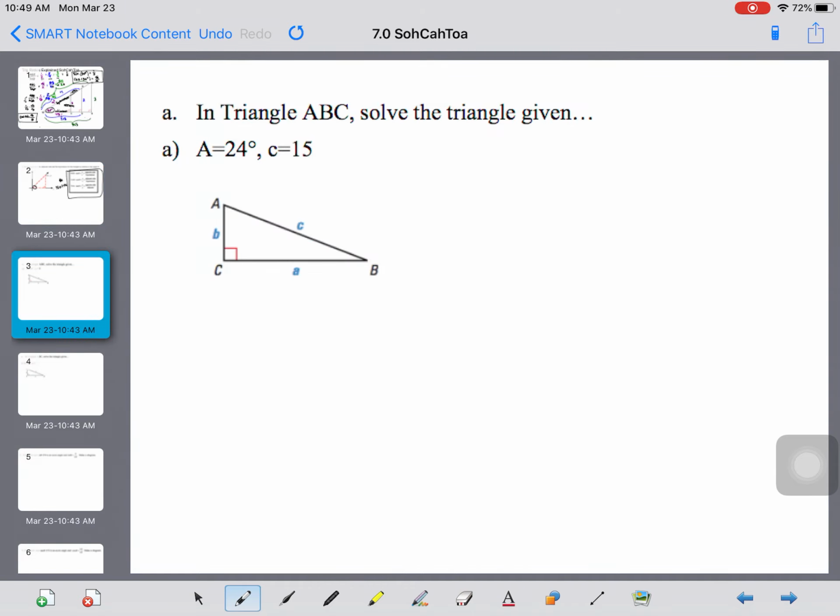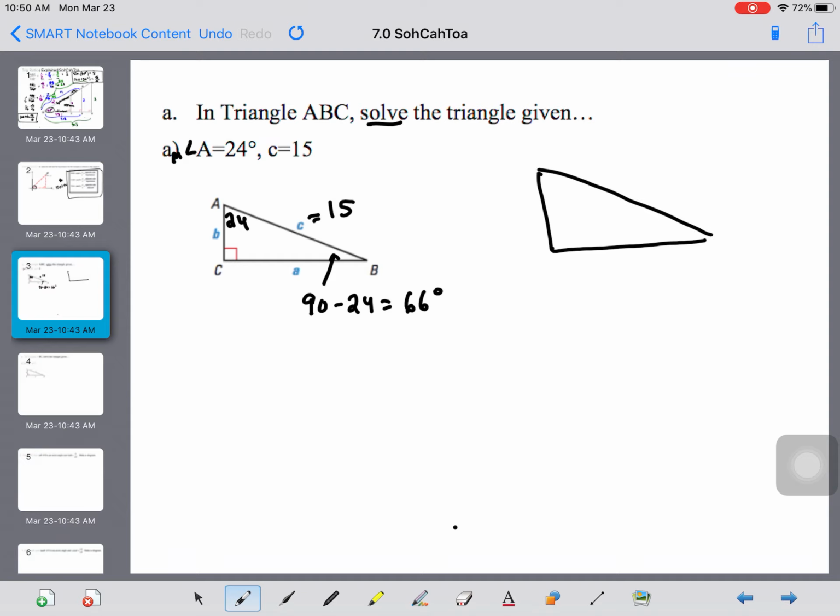Let's take a look at the implication of some of these. Over here, if I have a triangle ABC and it says solve the given triangle, this word solve means find all the missing values. I know that the measure of angle A is 24. We can easily find the measure of angle B: I can take 180 minus 90 minus 24, or if that one is 90, 90 minus 24 will be that angle, so it's 66 degrees. And I know that this hypotenuse is 15. So with the given information, this one is 24, this one is 66, this is 90, and this is 15.